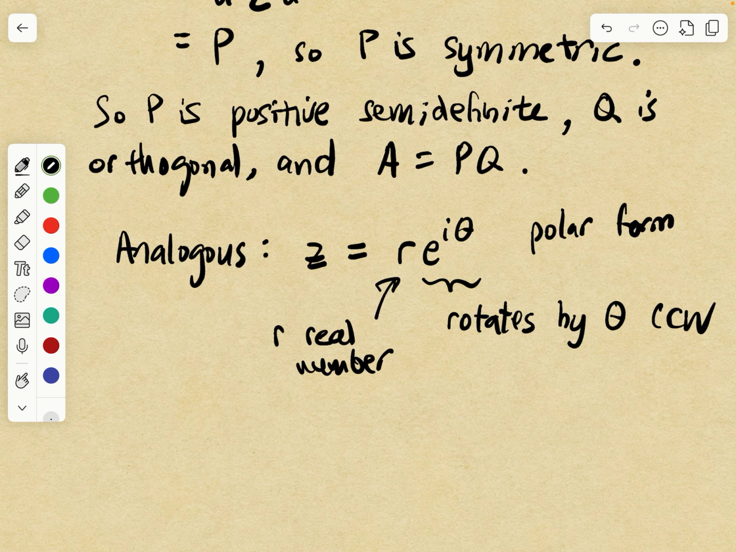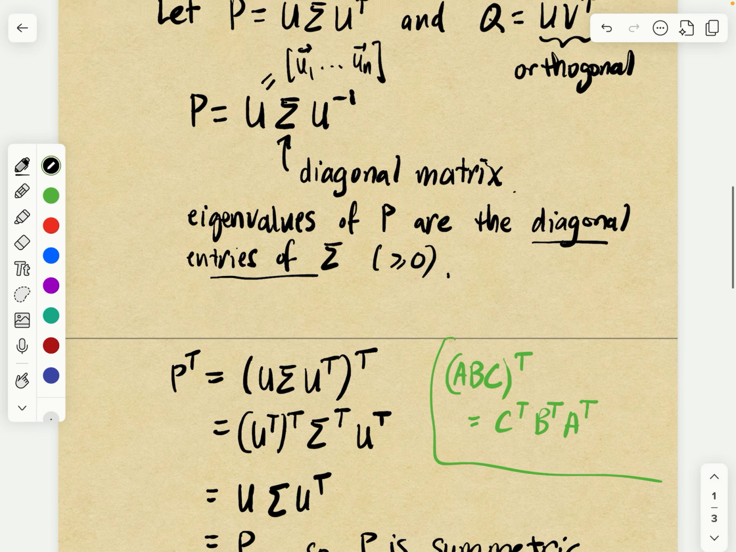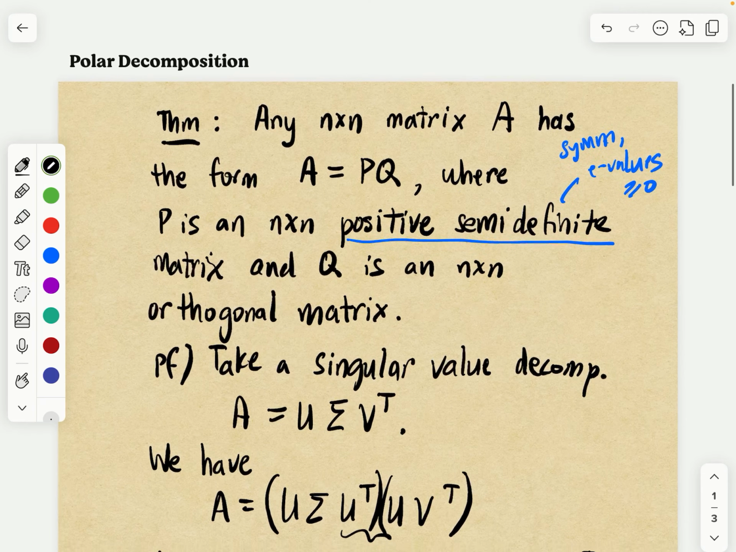Okay. That's the polar decomposition. I just wanted to make this video to explain that it's an application of the singular value decomposition, just to give an application.